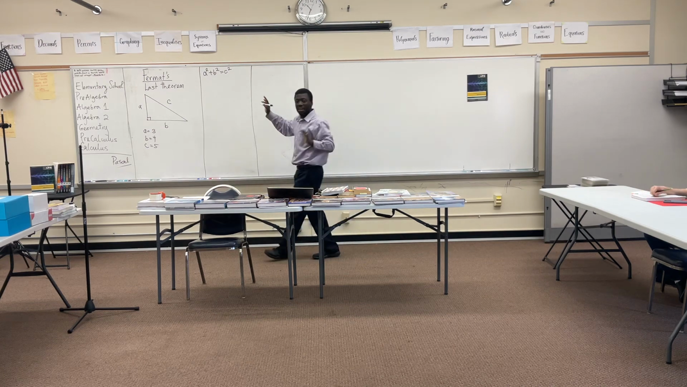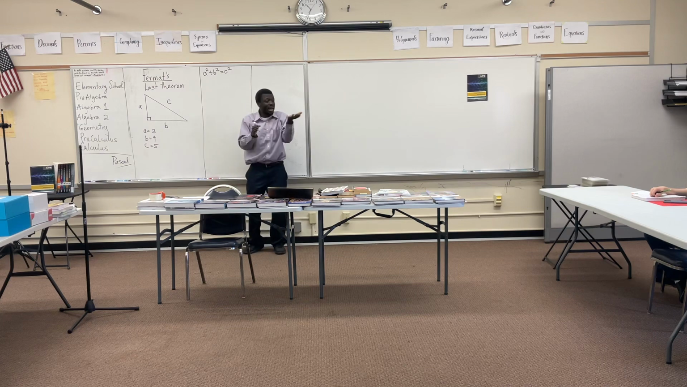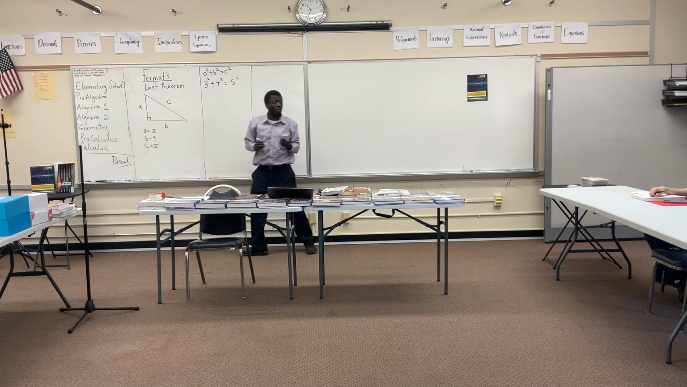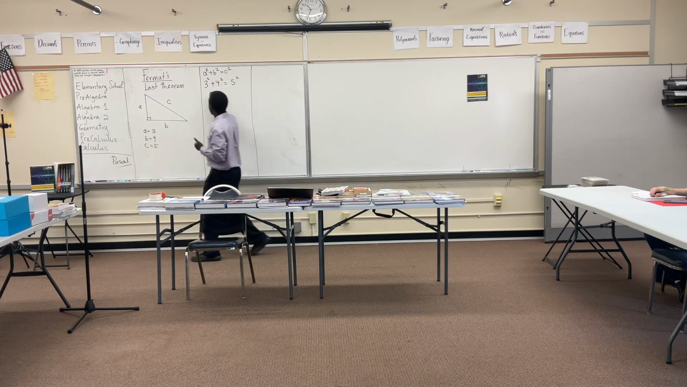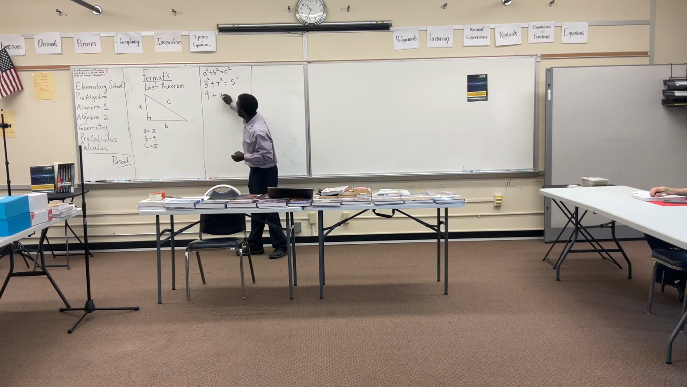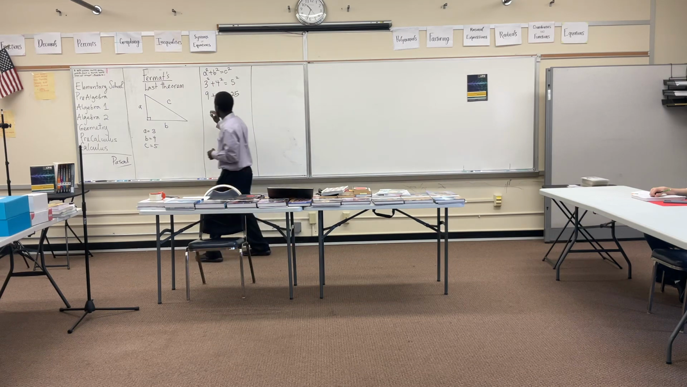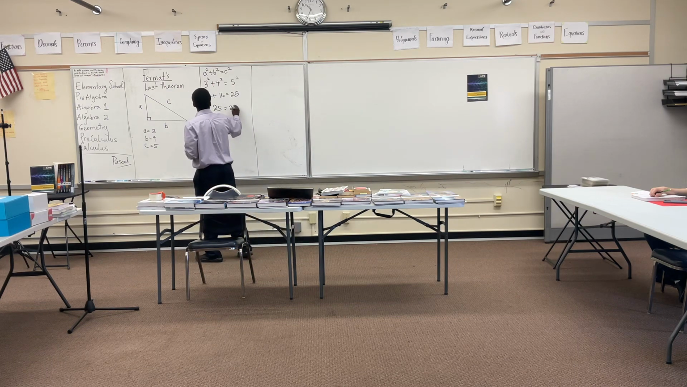Okay. So Pythagoras theorem basically says if you take 3 squared, for example, and you do plus 4 squared, your answer will equal 5 squared. Well, is that true? Let's find out. What is 3 squared? 9. What is 4 squared? 16. What is 5 squared? 25. What is 9 plus 16? 25, right? So 25 is equal to 25.